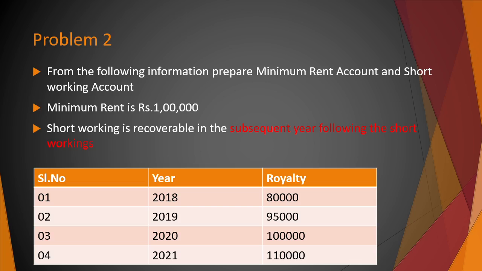Here we are going to study the second problem of royalty accounts. From the following information, prepare minimum rent account and short workings account. Here we need to prepare two ledger accounts, minimum rent account as well as short workings account. Minimum rent is rupees 1 lakh, a fixed amount. Short working is recoverable in the subsequent year following the short working. So this is a major adjustment.